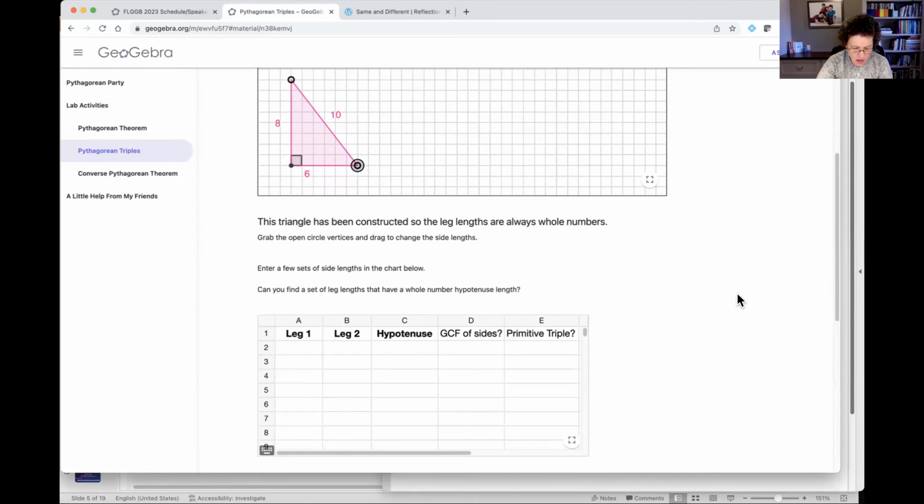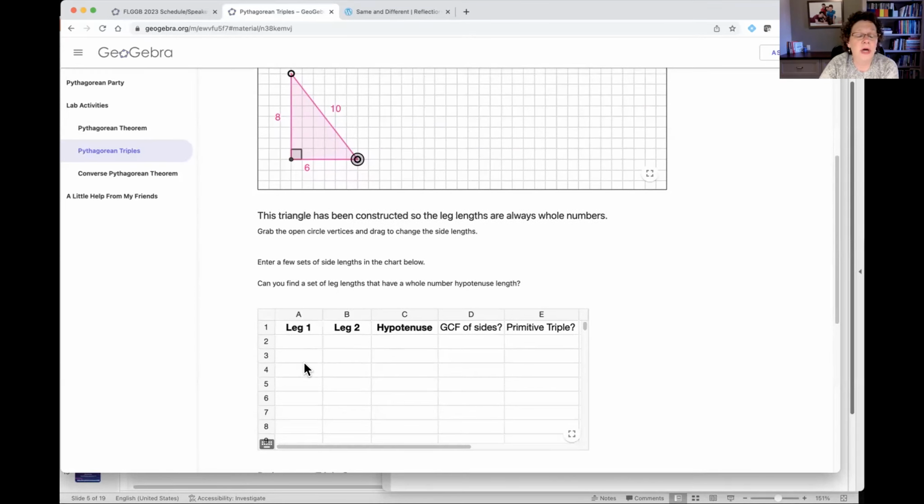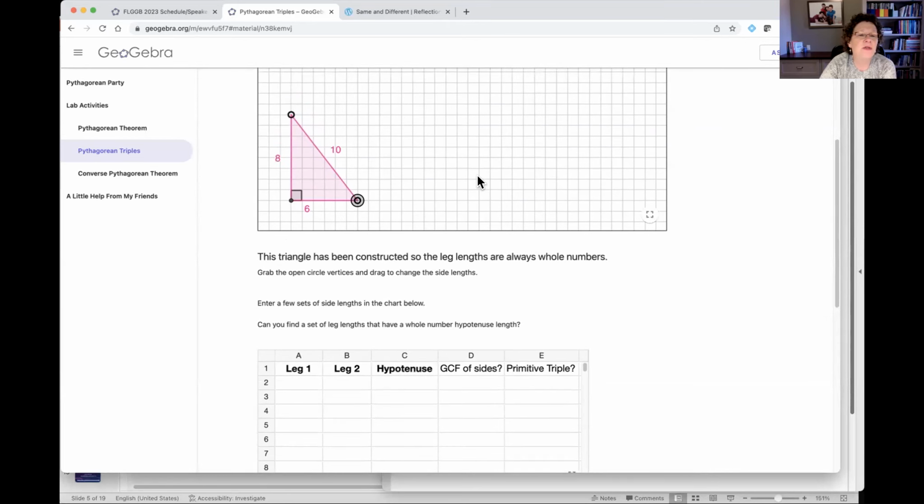And here, students can record their data. Even though the sides are whole numbers, if they have a common factor, a greatest common factor, you can divide by that to come up with a primitive triple.